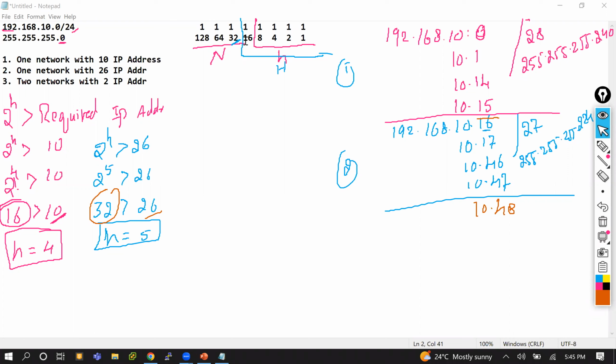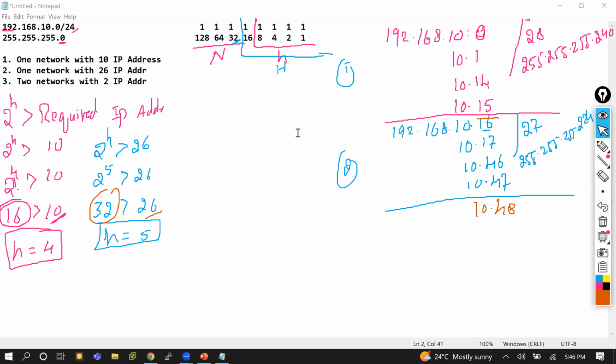See, after borrowing, actually 5 bits I have borrowed. So these bits go for the network. When we are borrowing here, what is the first bit we have here? This one, 32, we have the first bit. This 32 you have to add to your network ID. What is the network ID here? 16. 16 plus 32 is 48. That will be your next network ID.